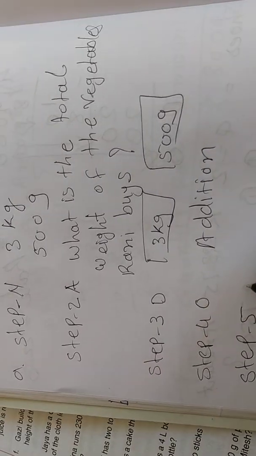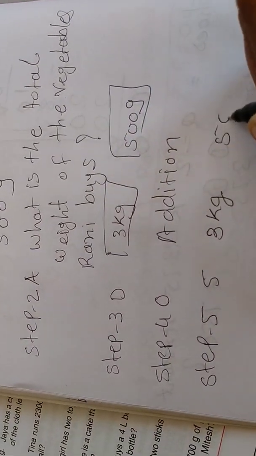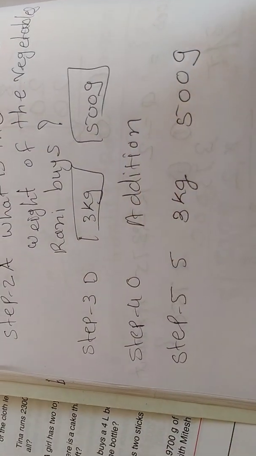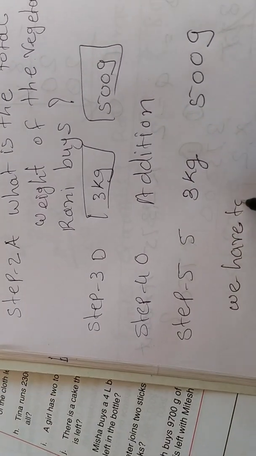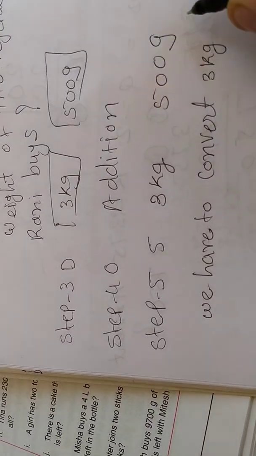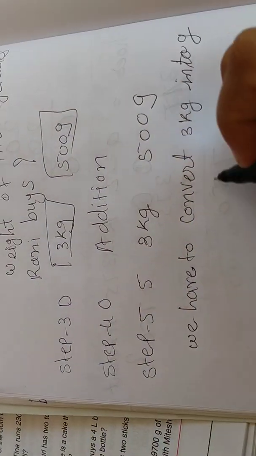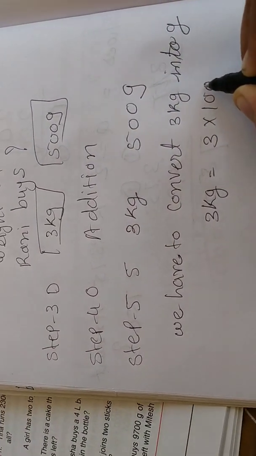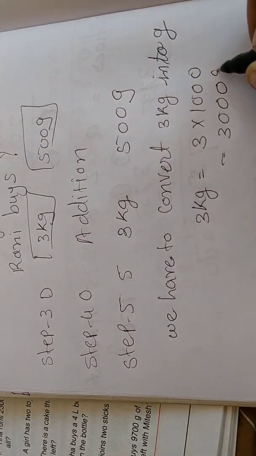Step number 5, solution. First of all we have to convert. 3 kg and 500 grams are different units, so we have to convert 3 kg into grams. 3 kg is equal to 3 into 1000. The answer is 3000 grams.